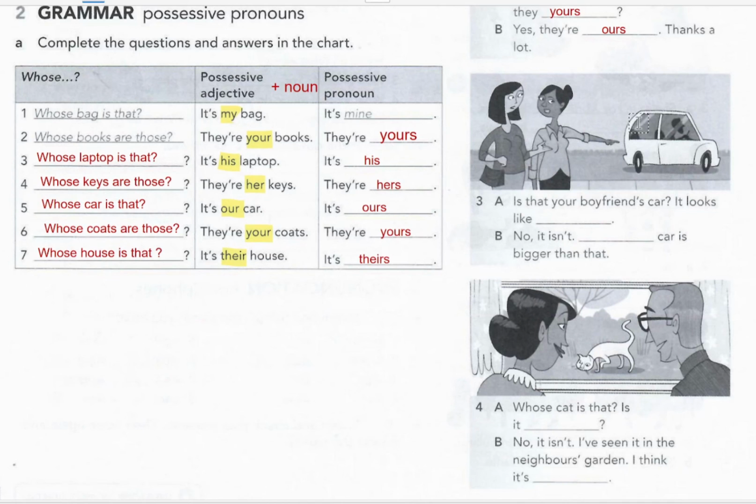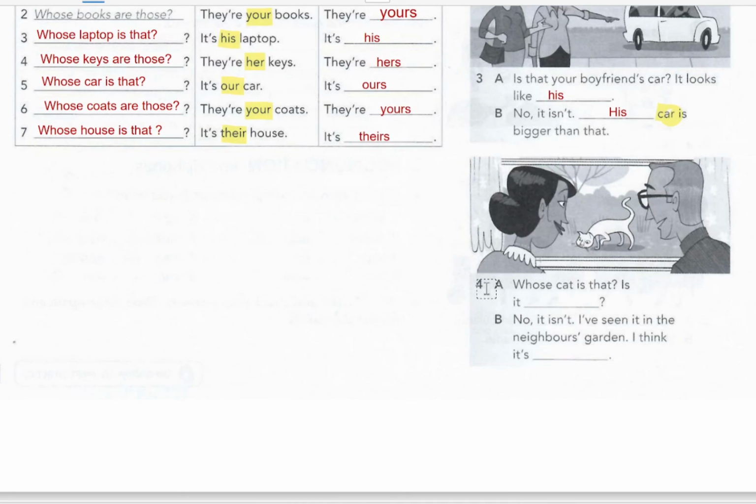Number 3. We've got 2 girls here. One of them is asking, is that your boyfriend's car? It looks like, and then because boyfriend is "he", we're going to write here "his". It looks like his. And then the second girl says, no, it isn't. Now here we've got "car". Car is a noun, guys. So because we've got a noun, that means we need to use a possessive adjective. We're talking about the boyfriend, which is "he". The possessive adjective for "he" is "his": his car. His car is bigger than that. That's it.